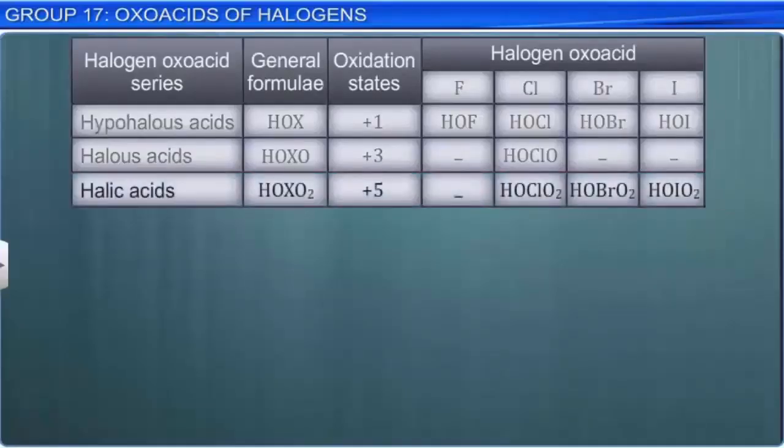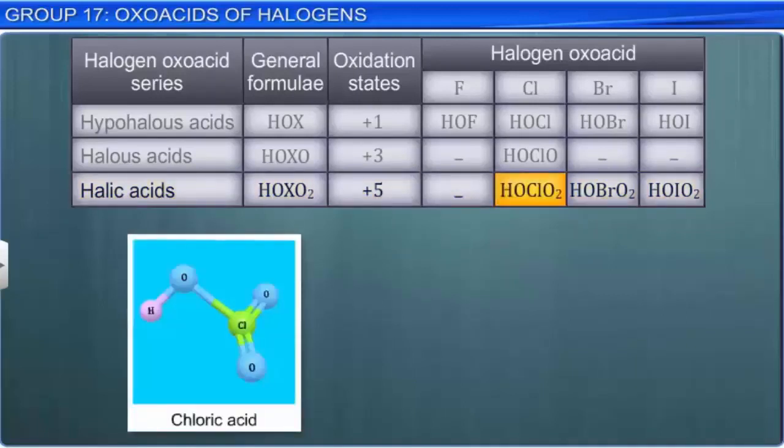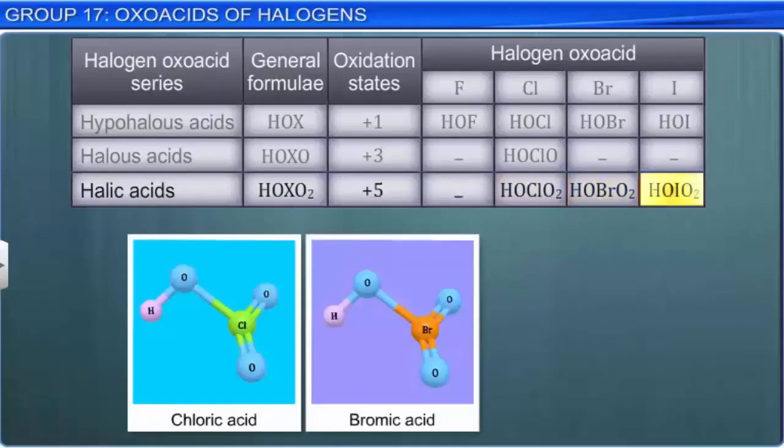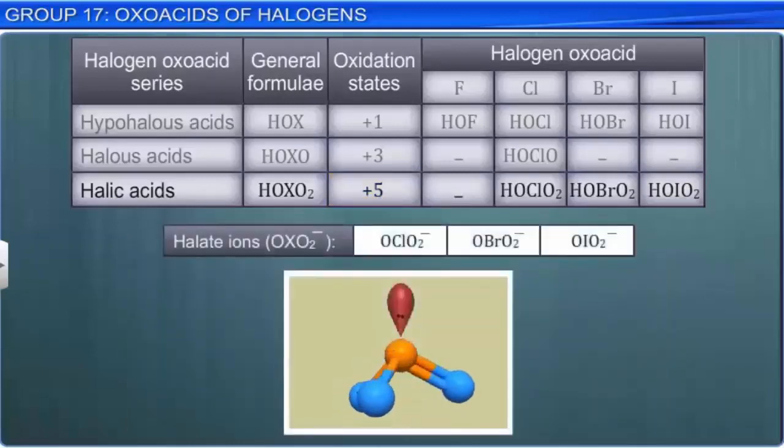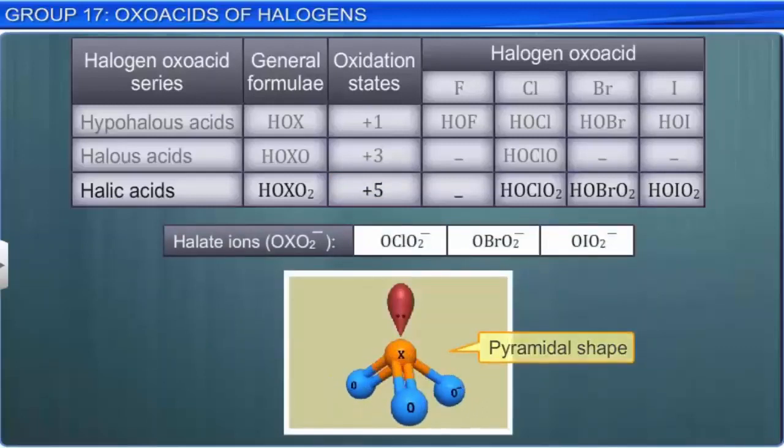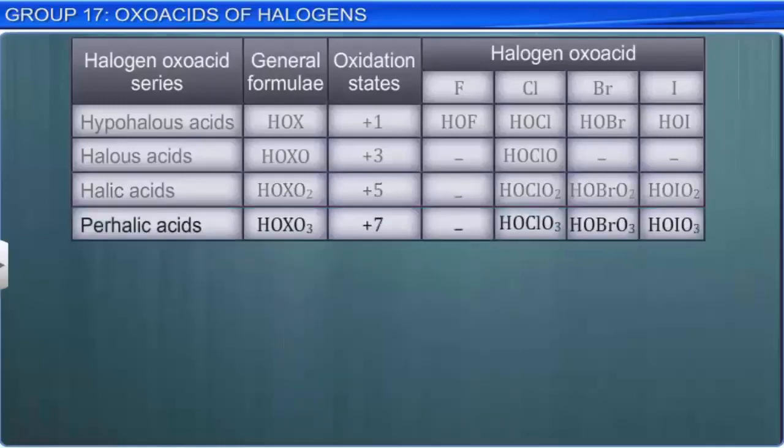The third series, that is, halic acids, includes chloric acid, bromic acid, and iodic acid. The halogen has the oxidation state of +5 in these oxo acids. The respective halate ions are pyramidal in shape owing to the presence of a lone pair of electrons on the central halogen atom, as shown here.